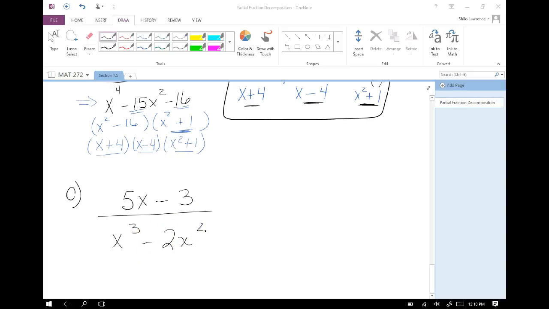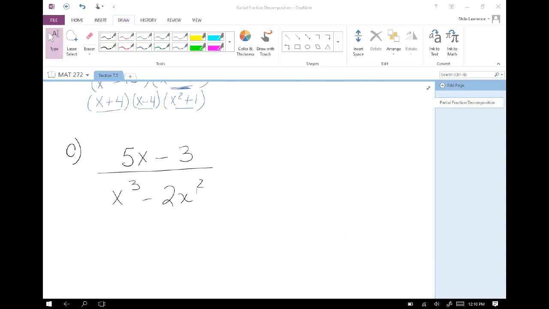All right, last one, and this one's going to have a little twist to it. We've got 5x minus 3 over x cubed minus 2x squared. We always start off with factoring our denominator. The factoring here is going to involve pulling out a GCF, which is x squared. If we pull that out, we're left with x minus 2.